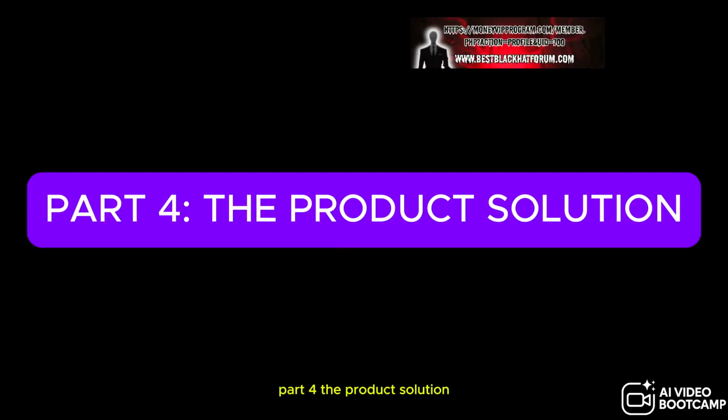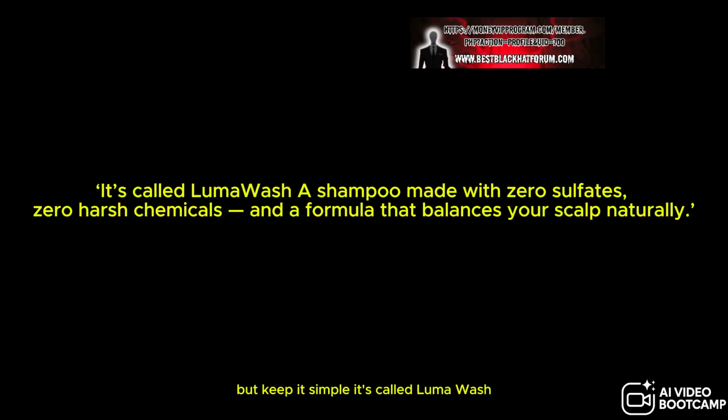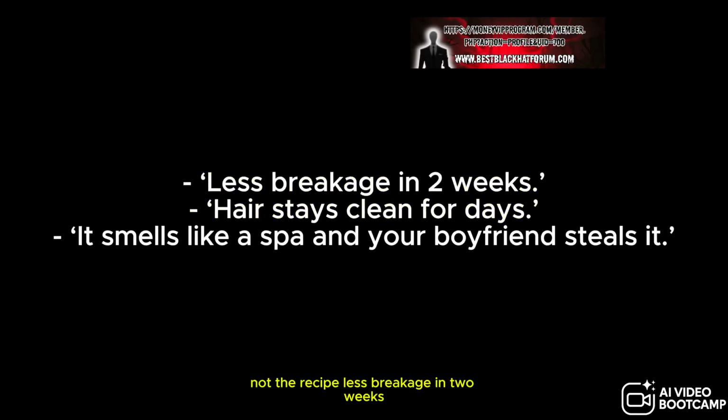Part 4. The product solution. Now you finally introduce the product, but keep it simple. It's called Luma Wash, a shampoo made with 0 sulfates, 0 harsh chemicals, and a formula that balances your scalp naturally. Don't over-explain. This isn't a chemistry lesson. Like we've said before, focus on the result, not the recipe. Less breakage in 2 weeks. Hair stays clean for days. It smells like a spa and your boyfriend steals it. That's what sticks.